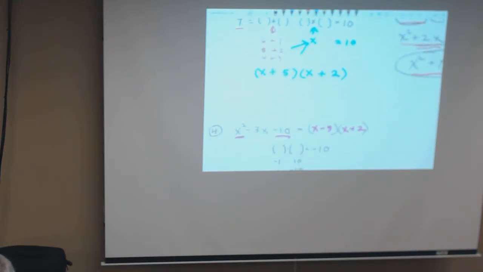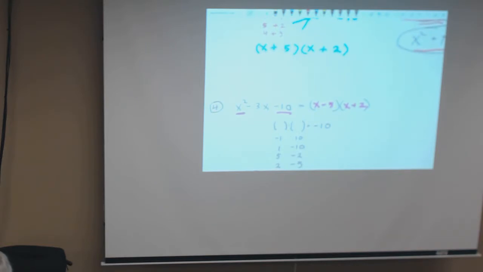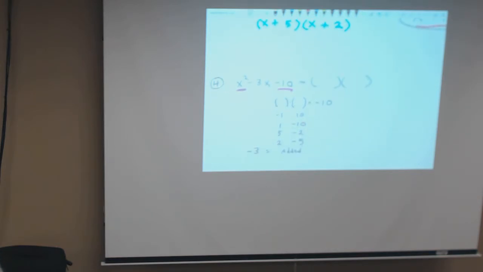Number 4. What two numbers... Now, I should erase that answer because that's making it too easy to see it there. What two numbers multiplied would give me negative 10? Negative 1 and 10, 1 and negative 10, 5 and negative 2, 2 and negative 5. Agreed? Now, which one of these added would give me negative 3 in the middle?